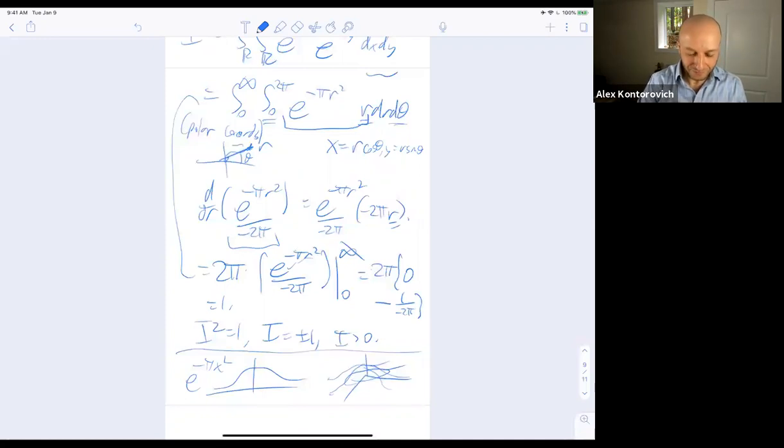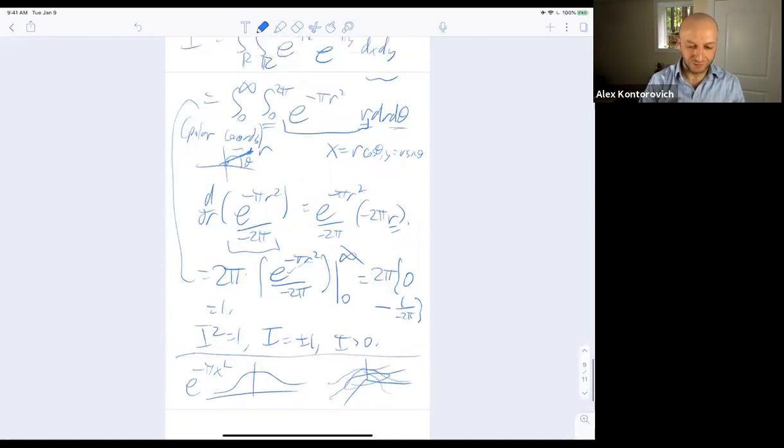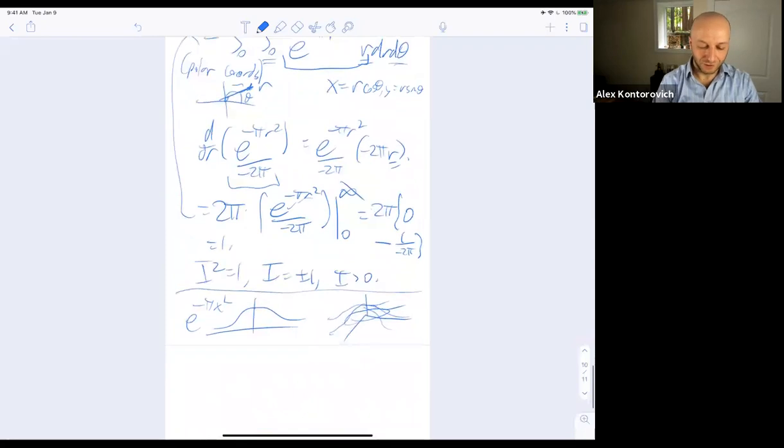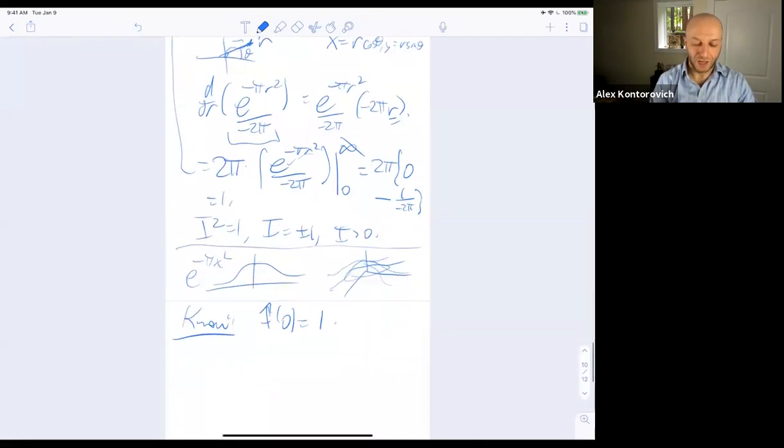Okay, 3 minutes left. Let's go. Any questions on this? So far, so good. So we know that f hat of 0 is equal to 1. Great. How about f hat of xi?